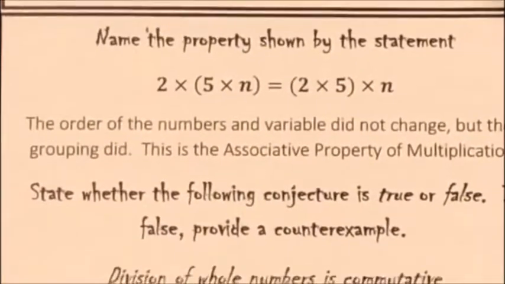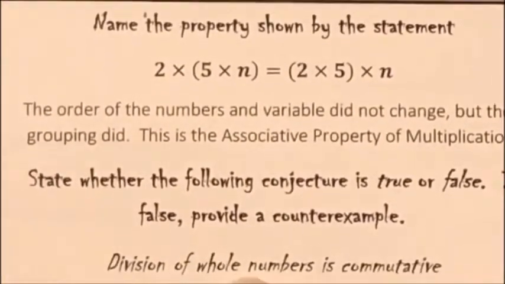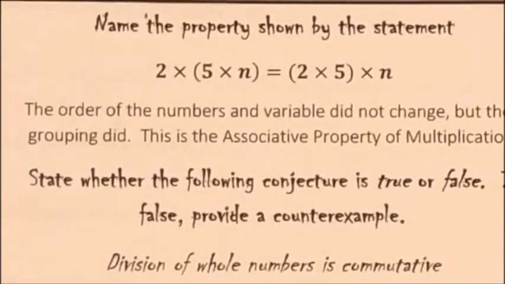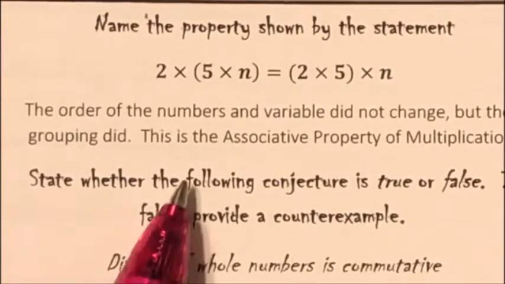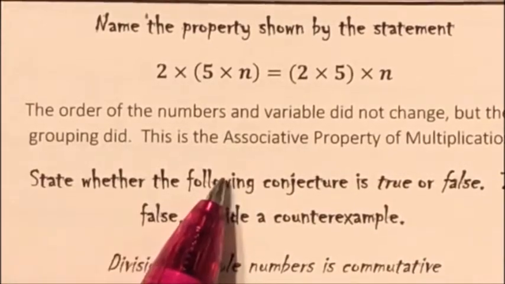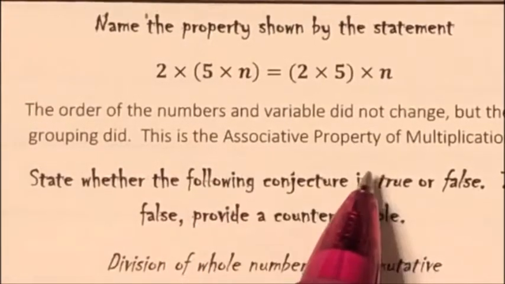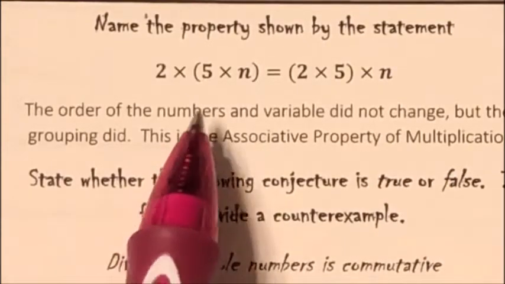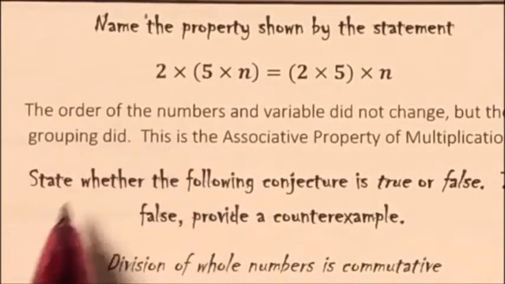It says, name the property shown by the statement 2 times the quantity 5 times n equals 2 times 5 times n. So the order of the numbers and variable did not change, but their grouping did. So this is the associative property of multiplication because I'm multiplying the numbers, okay? And associative, nothing moves, all right?